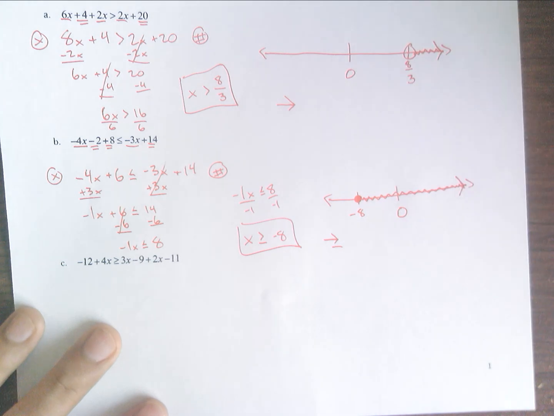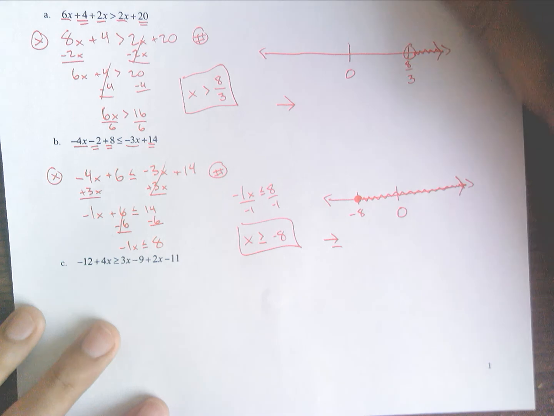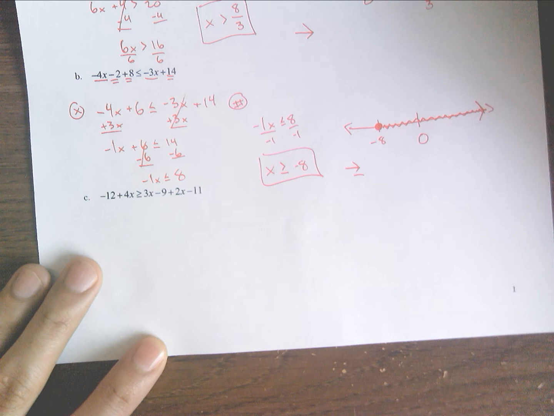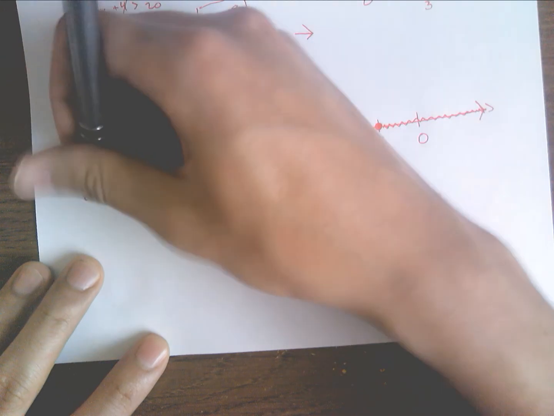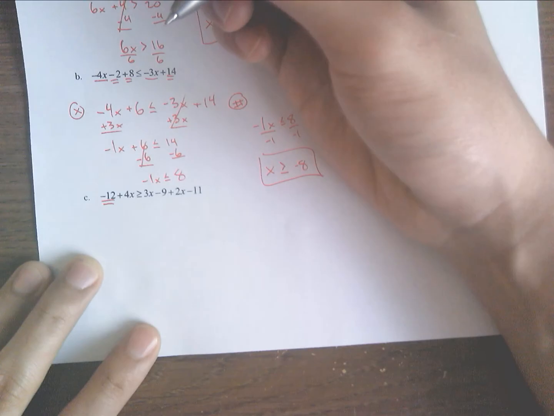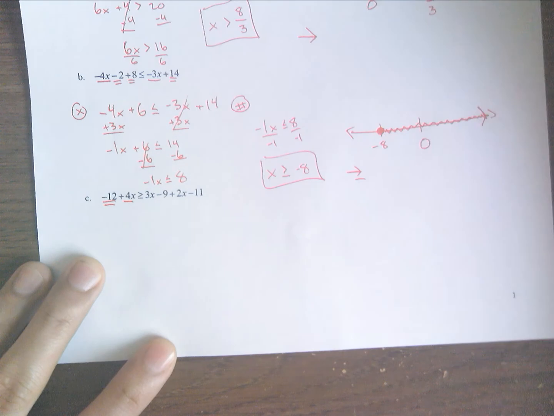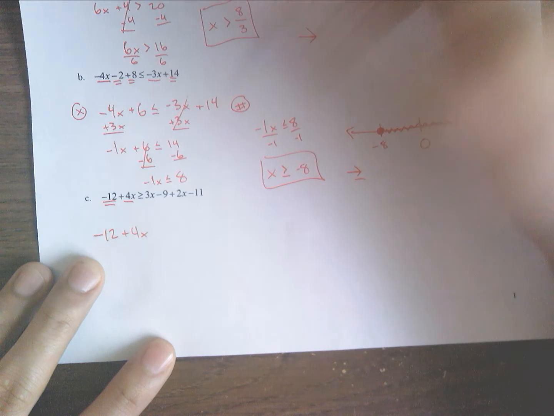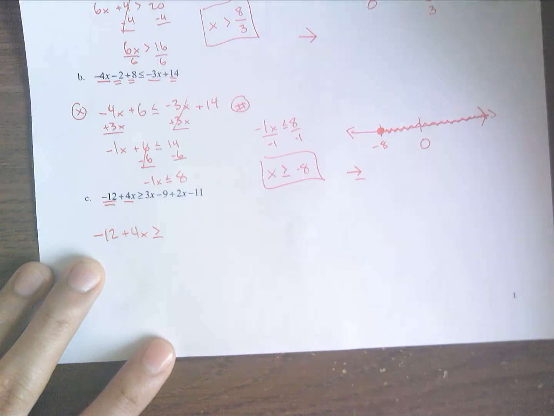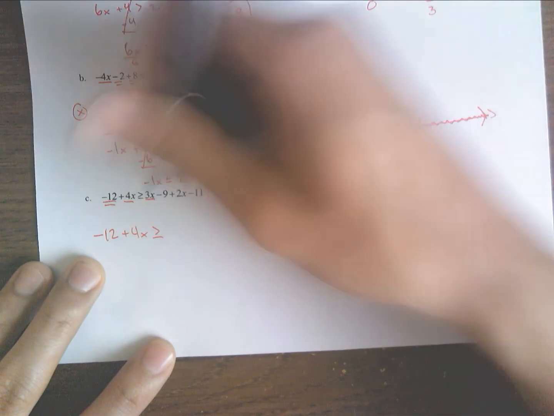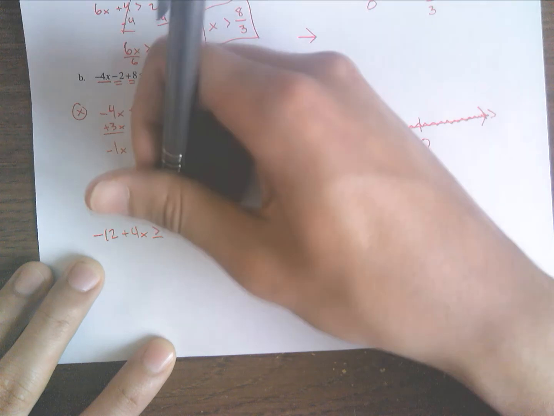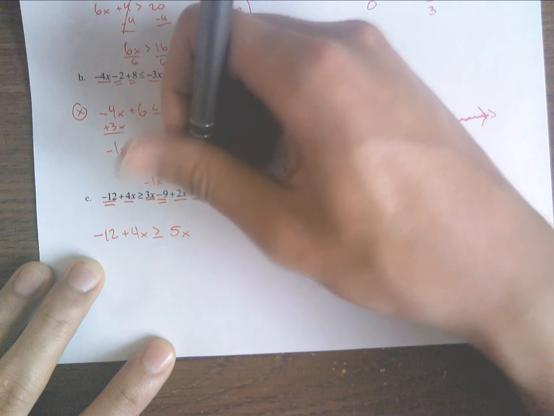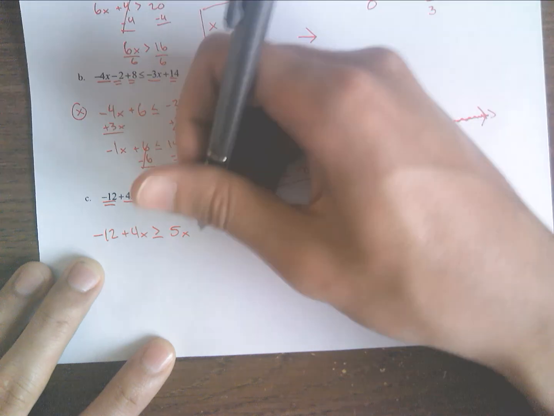Here we go. Last but not least, here we have this here. Step 1 is to combine like terms. On the left-hand side, there's nothing to combine with the negative 12. There's nothing to combine with the 4x, so we're just going to bring that down. We're going to bring down our inequality as well. On the right-hand side, we have 3x and 2x, so that's going to give us 5x. And then we've got negative 9 and negative 11, which is going to give us negative 20.